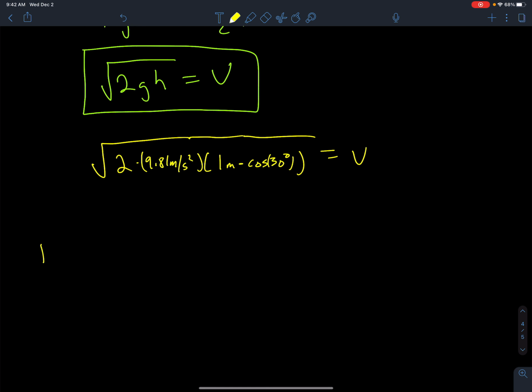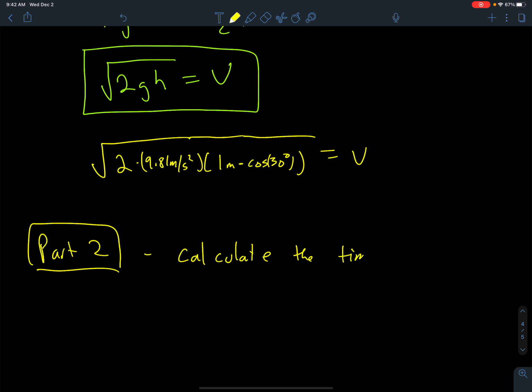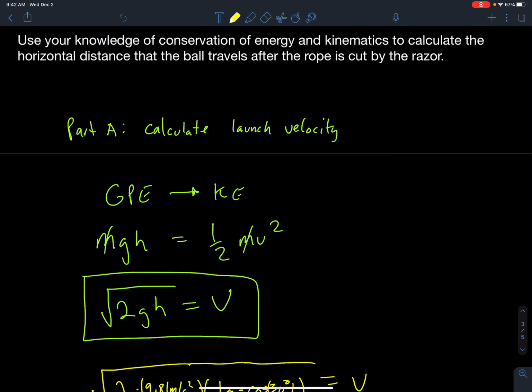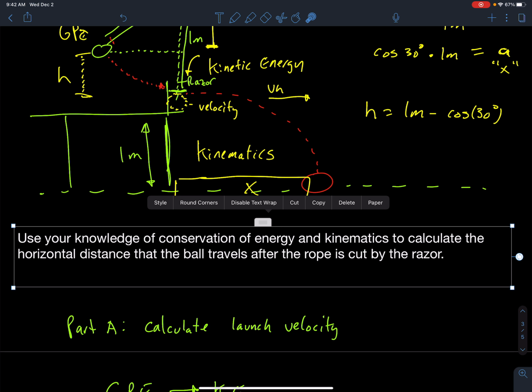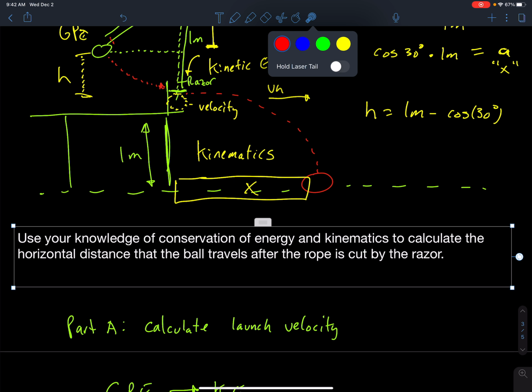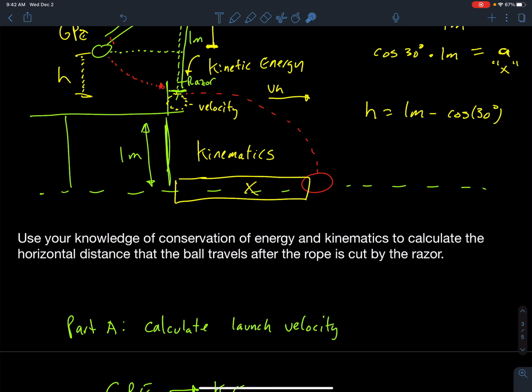But remember, part 2 of this problem would be to calculate the time of flight due to gravity. The time of flight is going to be limited by that 1 meter drop. That object is going to drop 1 meter. The initial vertical velocity will be 0. So it's just like that classic problem: how long does it take for a rock to fall 1 meter? That'll be my time of flight. And then that time of flight multiplied by my horizontal velocity will give me my range.